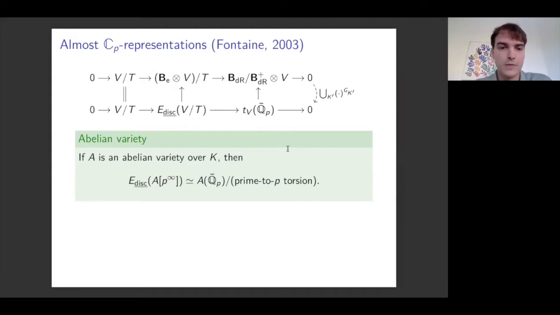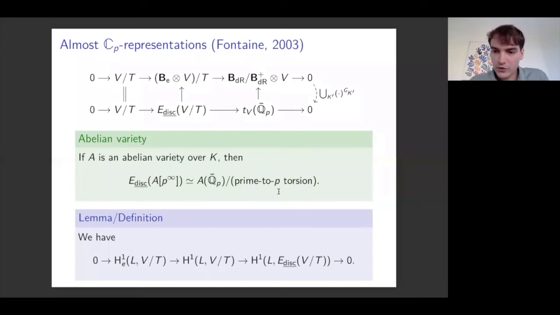And the second point is that it also gives us this short exact sequence with the exponential Bloch-Kato subgroup here. It's a lemma slash definition, because if you know the real definition of the exponential Bloch-Kato subgroup, it's a little thing to check. And if you have never seen that, you can take this as a definition of this group. And you see that it's a sequence which is analogous to the sequence for an abelian variety, where E_disc would be the points of the abelian variety.